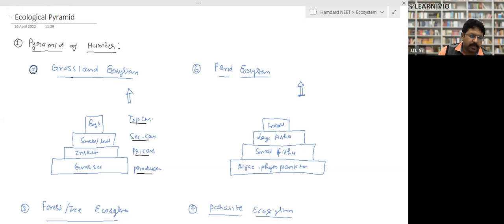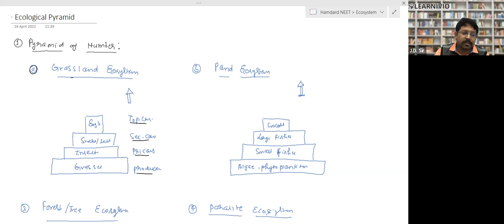At the base, it is the grasses, right? Grasses are always in the largest number, so the base is the widest one. Then the insects which are feeding on the grasses, or which are dependent on the grasses, will always be in lesser number than the grasses. Hence the number of insects will be lesser than grass plants, so the upper block is smaller.